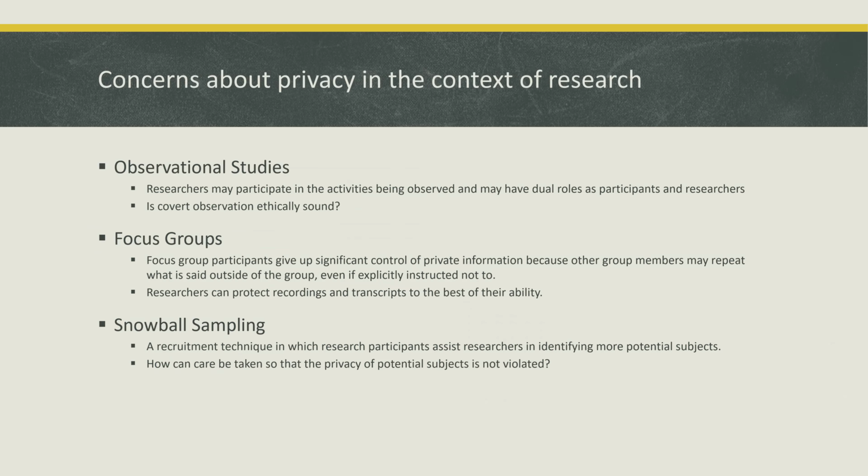Unsurprisingly, concerns about privacy in the context of research are not uncommon. While not an exhaustive list, our module does provide some helpful examples to give context and guidance in these cases. For example, in some observational studies, researchers participate in the activities being observed, and the subjects know that researchers have dual roles as both participants and researchers. However, if subjects are observed and private identifiable information is gathered about them without their knowledge and consent, there is a clear violation of their right to privacy.